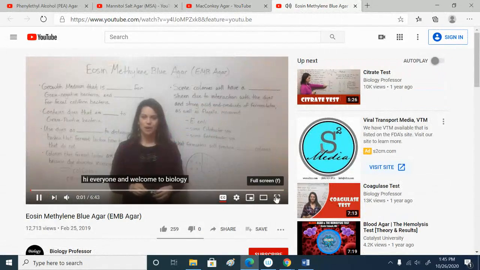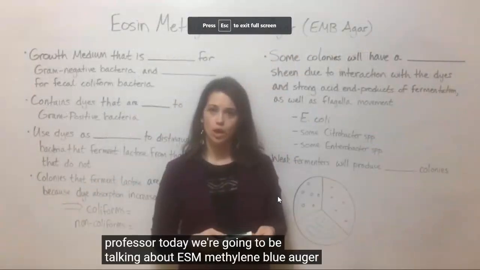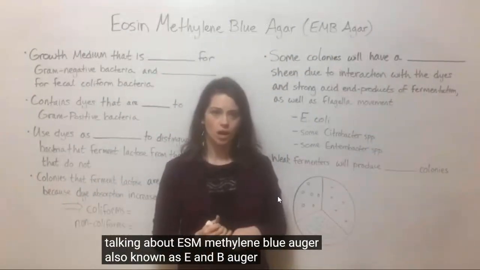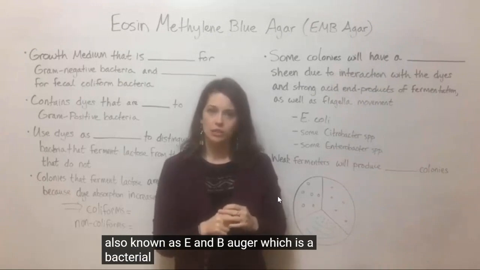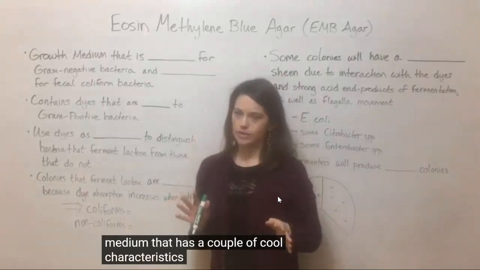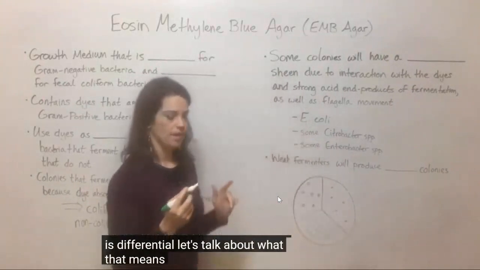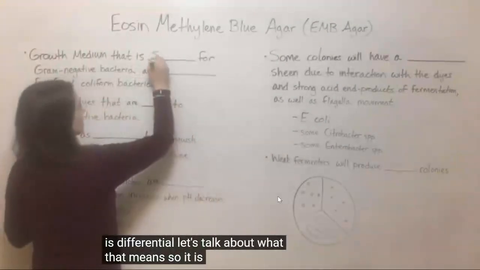Hi everyone, and welcome to Biology Professor. Today we're going to be talking about eosin methylene blue agar, also known as EMB agar, which is a bacterial growth medium. It has a couple of cool characteristics. It is selective and it is differential. Let's talk about what that means.